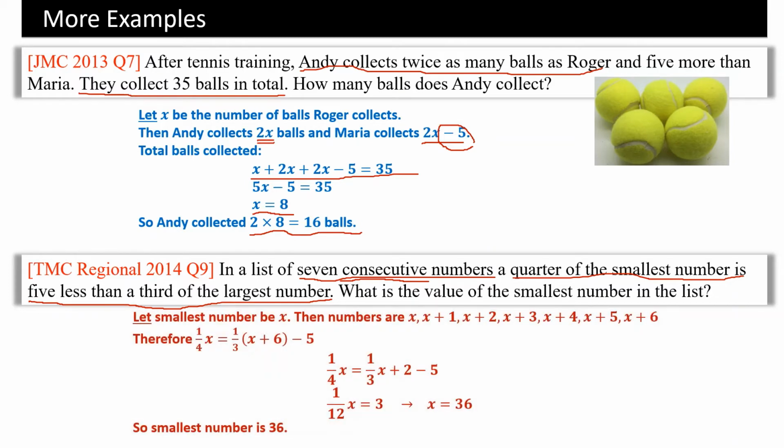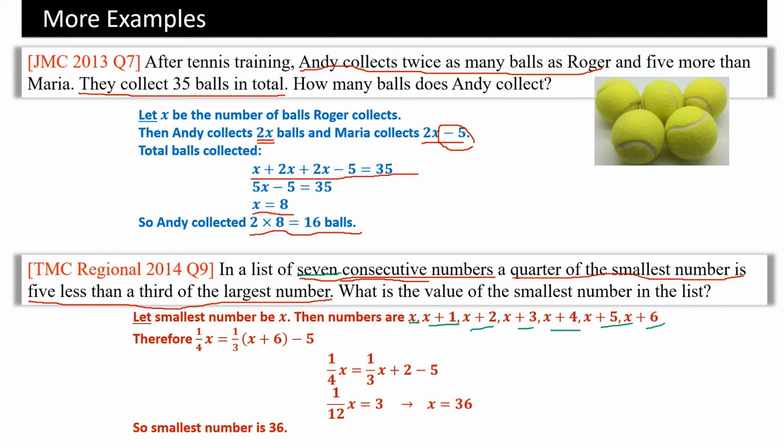So the first thing we're going to do, we're going to let X be equal to the smallest number. So X is the smallest number. The one that comes after that would be X plus 1, X plus 2, X plus 3, X plus 4, X plus 5, and X plus 6. And the reason why we stopped at X plus 6 is because we want 7 consecutive numbers. So X is the first, X plus 1 is the second, third, fourth, fifth, sixth, and seventh. So it's important to note that it says a list of 7 consecutive numbers.